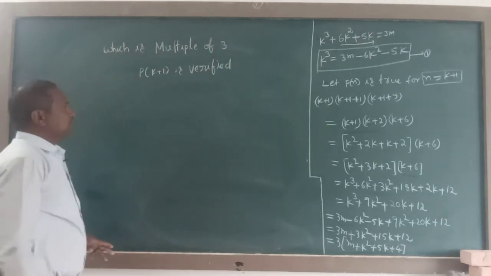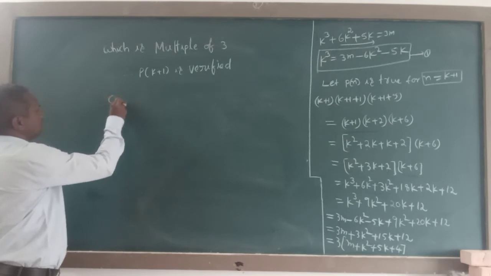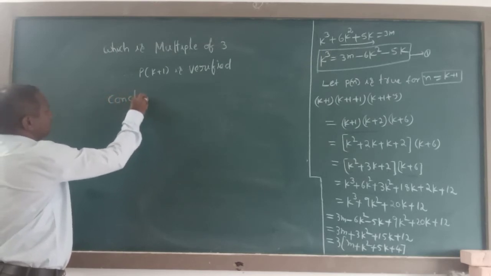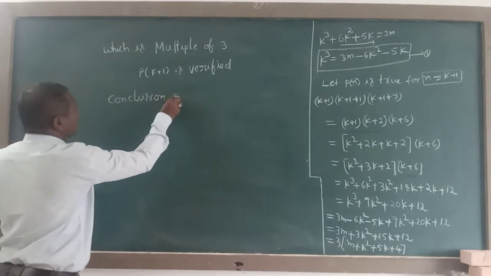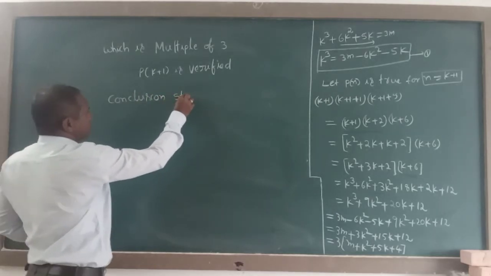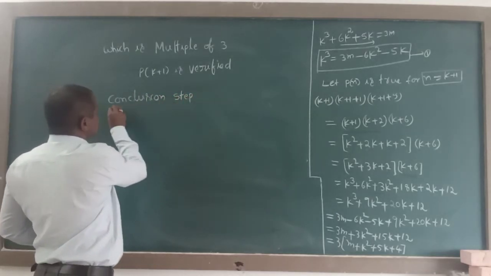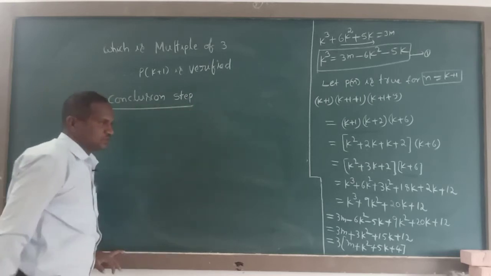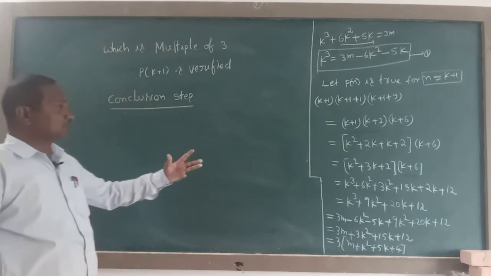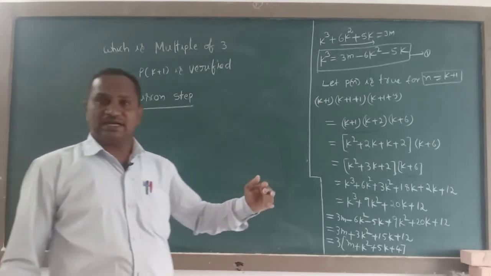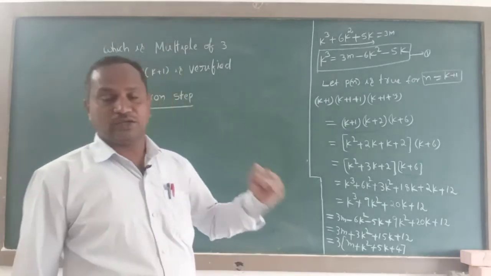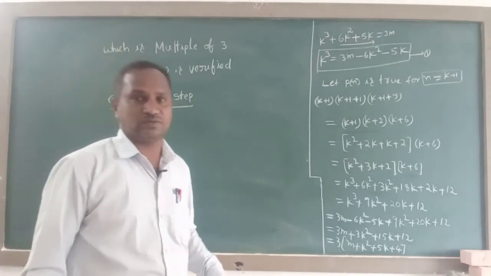Next, the last one is the conclusion step. The conclusion step is the same thing. What we have written as the conclusion step for the remaining questions, the same thing and the same procedure we are going to write for this question also.